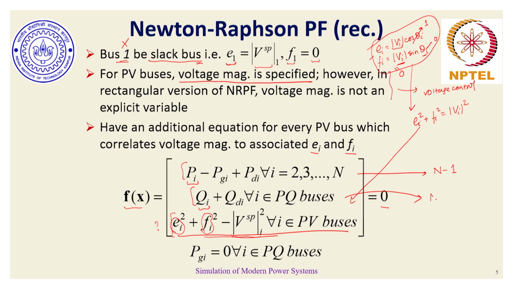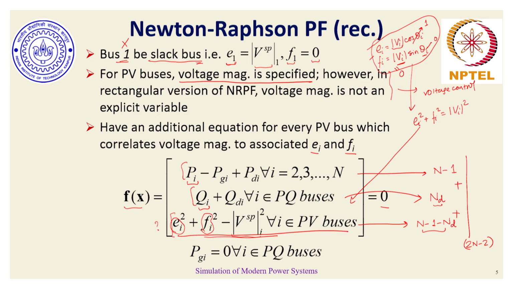So if, let's say, I have ND number of PQ buses, then Q's are ND. And then the last equation of voltage form is only for PV buses. If I have ND number of load buses, then essentially I have n minus 1 minus ND number of PV buses, because bus 1 is the slack bus. So if I add up the number of equations that I have, then essentially I have 2n minus 2 number of power flow equations.